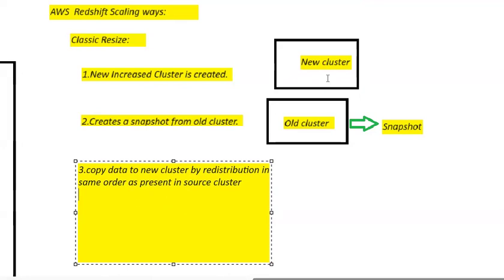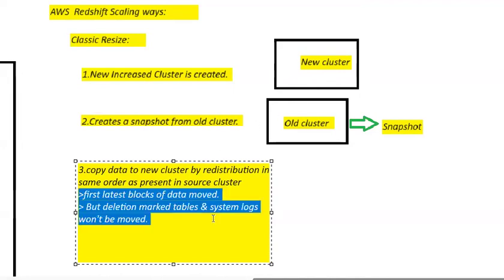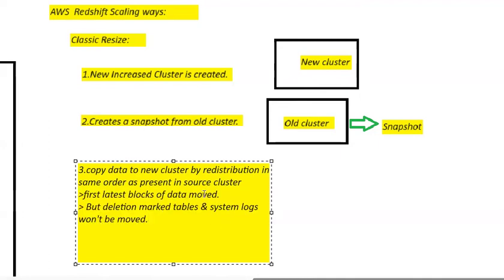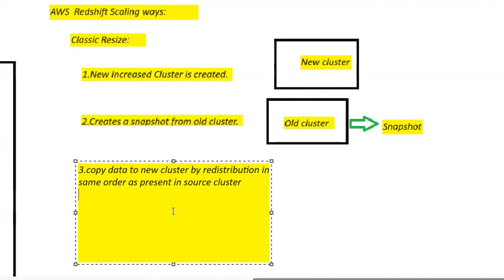Now, which blocks will be moved first? The latest blocks of data, or the oldest blocks of data? At first, the latest blocks of data are moved. So, can I say, since the latest blocks of data are moved to the new cluster, whenever a user tries to access, does he get the latest data with quick response? Yes.